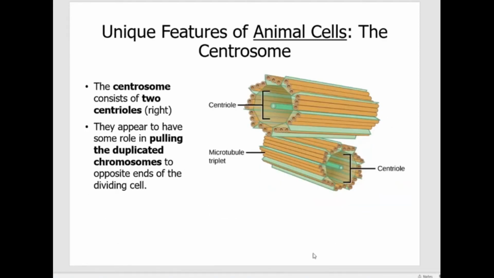Now this is a structure that's part of the cytoskeleton, but it is unique to animal cells, so we're going to point this out first. This structure is called a centrosome. A centrosome has two components, two units. Each of them is called a centriole. So a centrosome consists of two centrioles. The function of the centrosome seems to be related to cell division. They appear to have some kind of role in pulling the duplicated chromosomes to opposite ends of the dividing cell so that they end up in two new daughter cells. This appears to be their function.